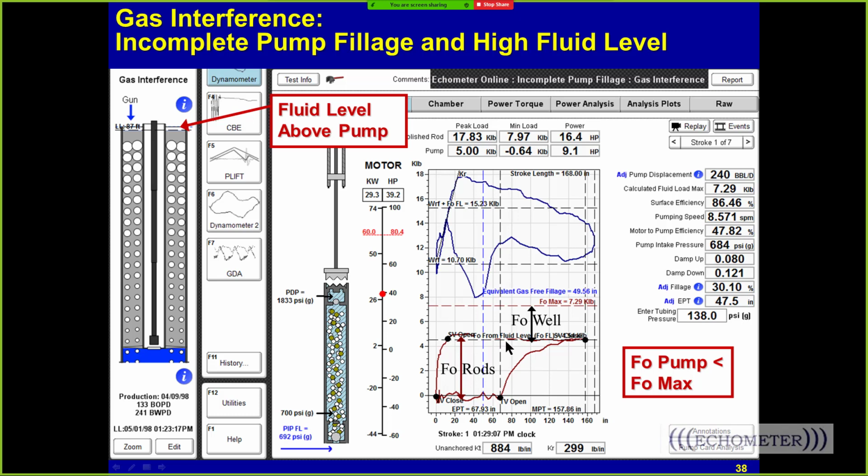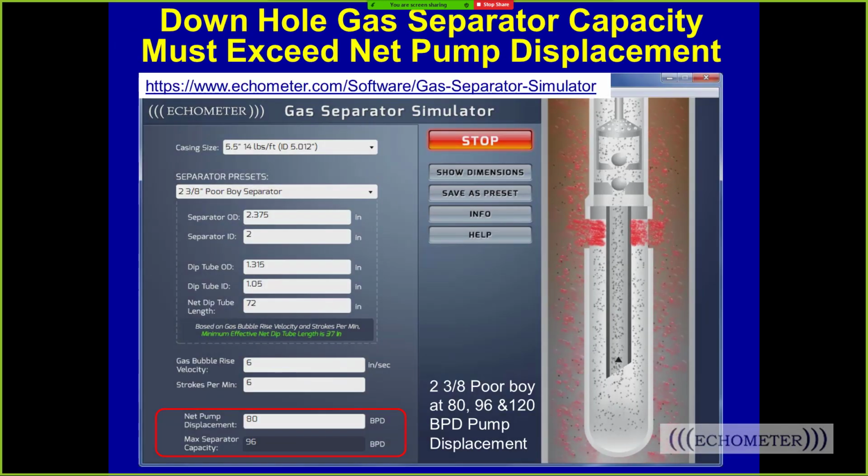The height of the pump card, we can calculate the pump intake pressure. Here's a fluid level pump intake pressure around 700. Here's the pump intake pressure from the pump card calculation. They're about a little below 700 pounds. We have the pump card far away from FO max. The fluid load line calculated from the fluid level is far away from FO max. And we see this gradual compression curve. Incomplete pump fillage. So this is an example of incomplete pump fillage.